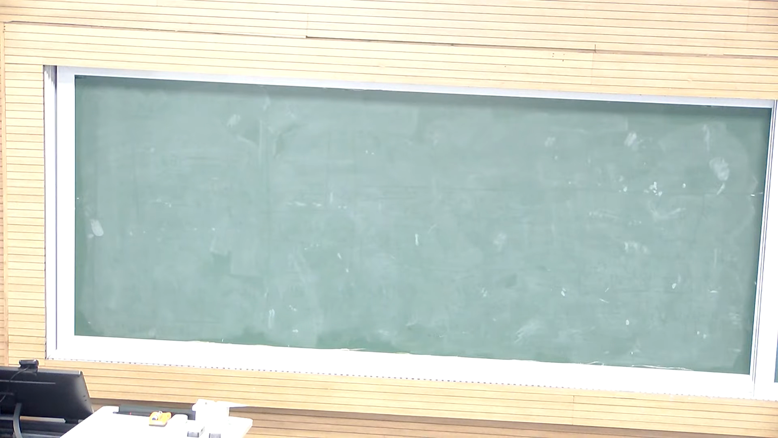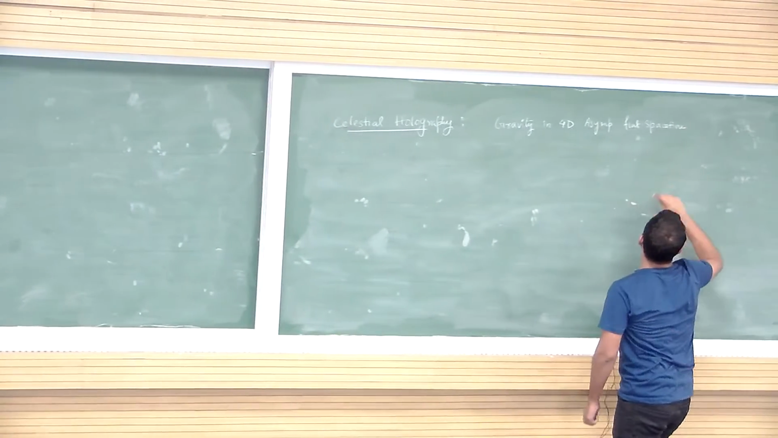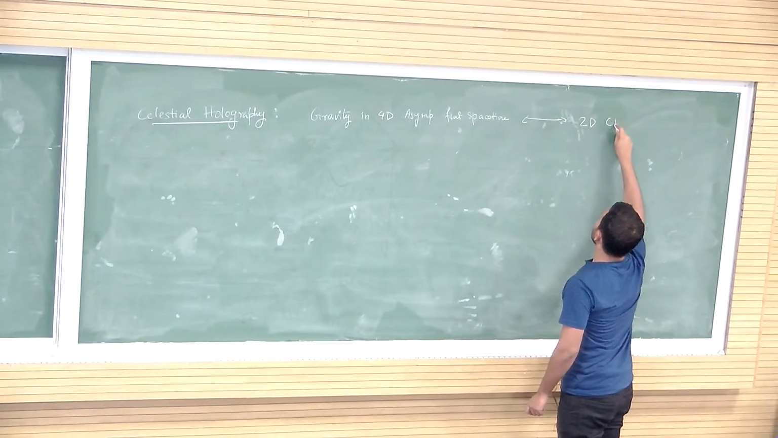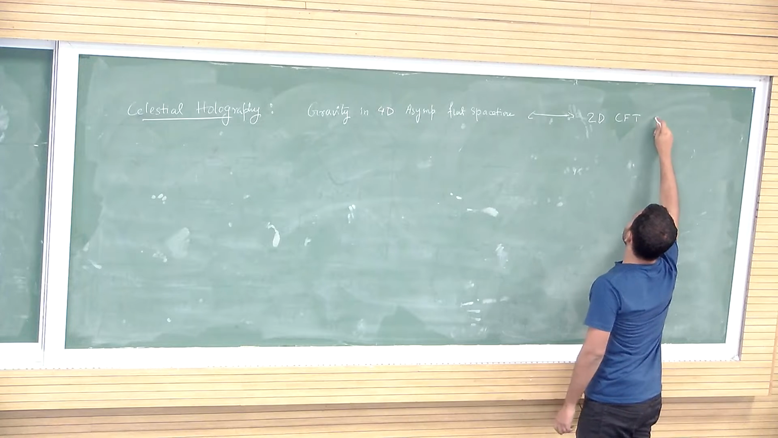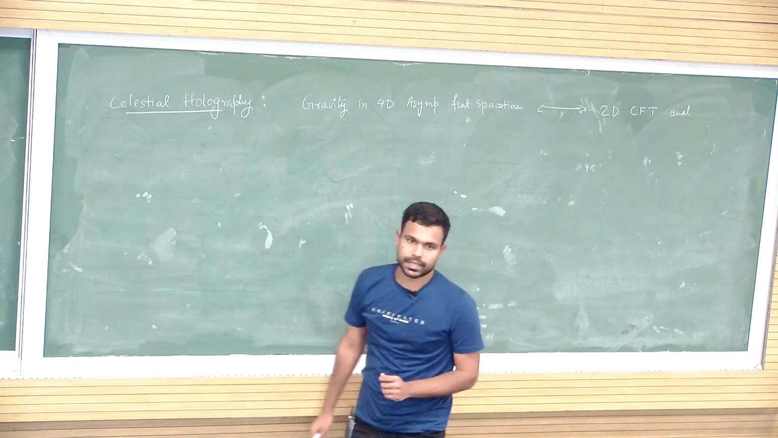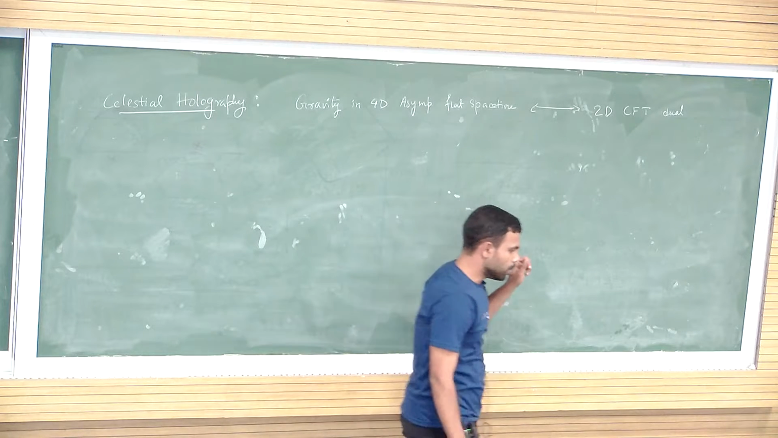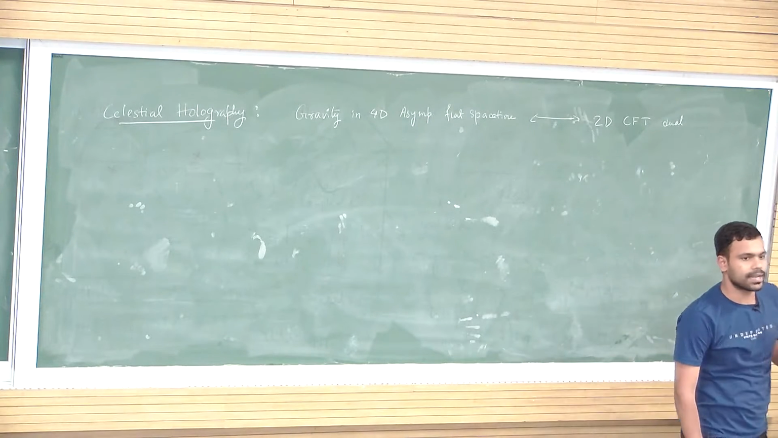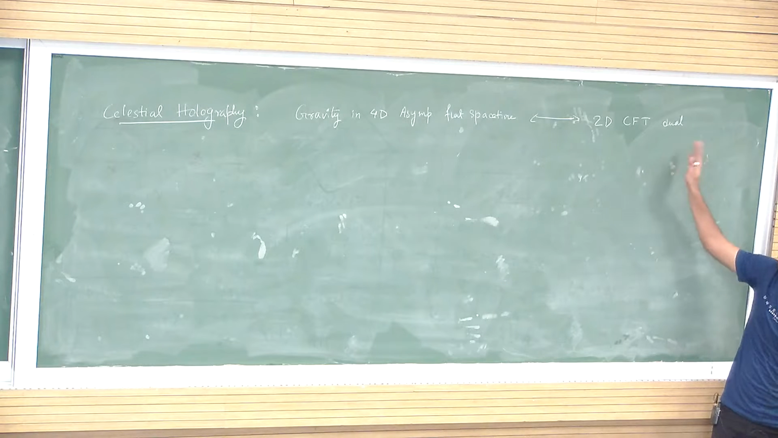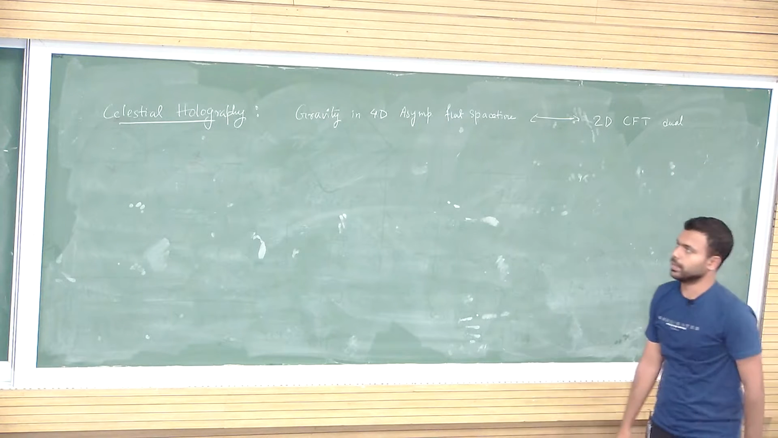Asymptotically flat spacetime has a 2D CFT dual. Okay, so this is the basic statement of celestial holography. What I'd do is try to motivate why such a connection between 4D gravitational theories and 2D CFT theories should be there.